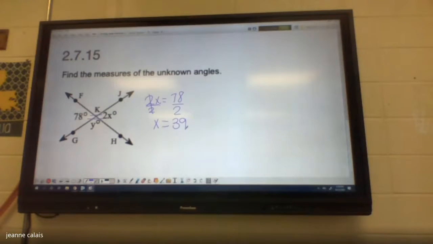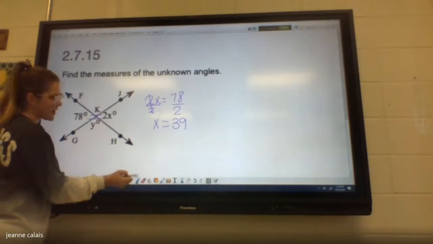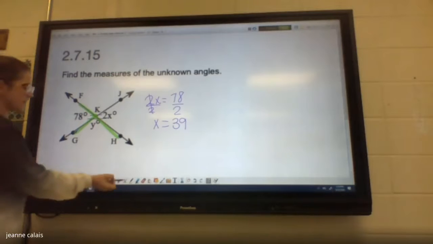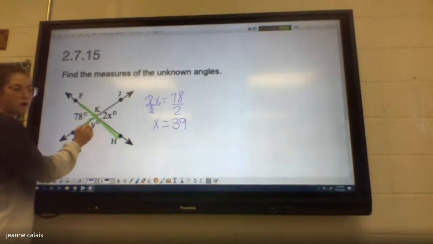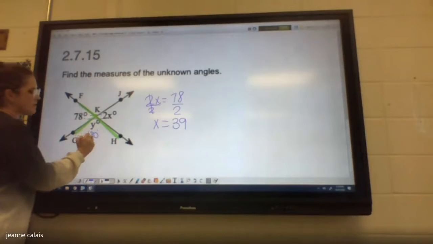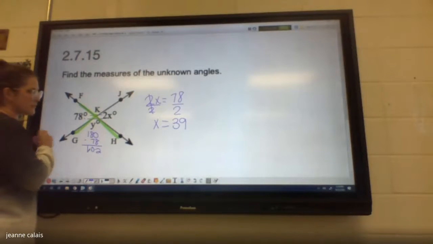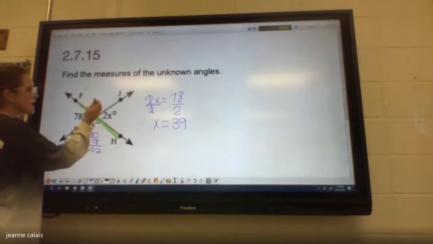Now, not necessarily do you need to find x before y, because technically you do not need the value of x to find y. However, it does make it easier to go in alphabetical order if necessary. So since you know this angle is 78 and you're just finding the variable y, 180 minus 78, and you get 102.